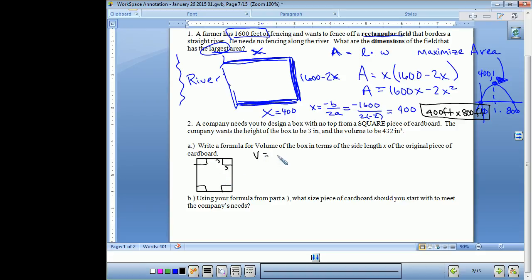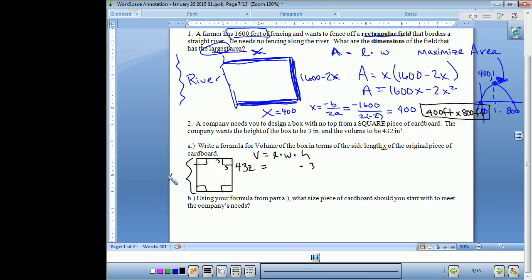So we know volume is length times width times height. And we know the height is 3. And we know the volume is how much? 432. But what we don't know is the length of the sides of this square. So what do we use when we don't know something? A variable.